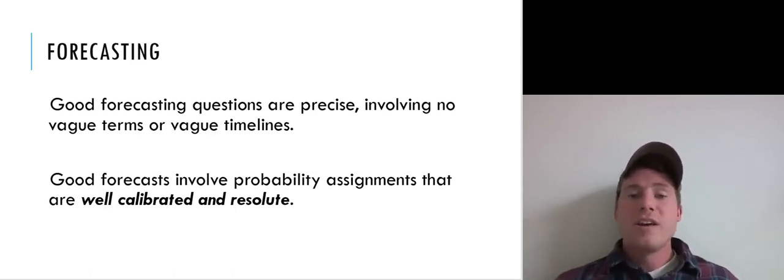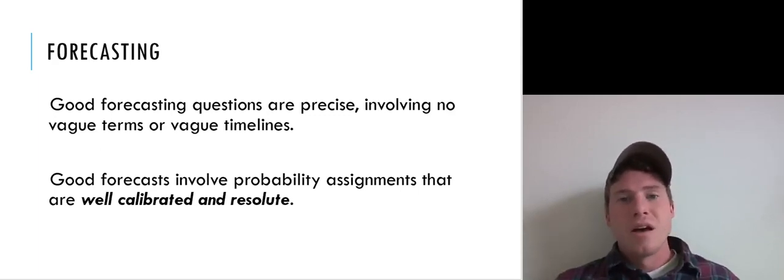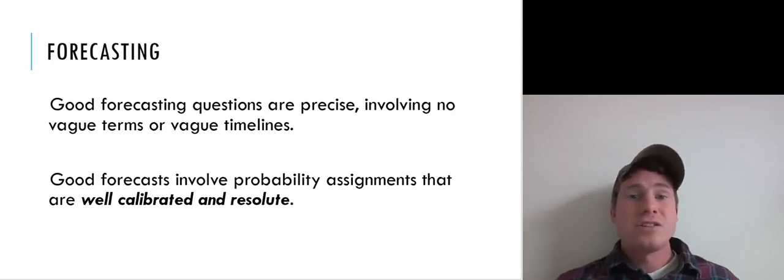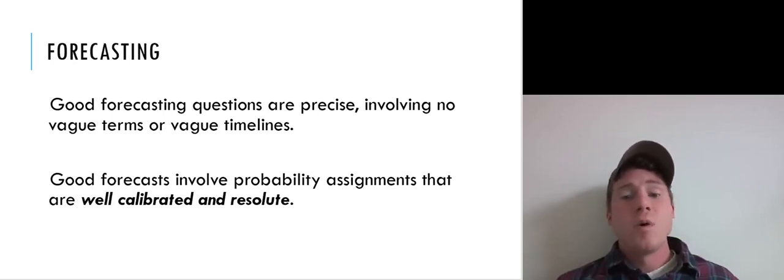Okay, so what are our takeaways from today? Well, good forecasting questions are precise, involving no vague terms or vague timelines. By being precise, they allow us to test whether we've actually been good predictors, good forecasters, and therefore keep ourselves accountable and learn and grow. Furthermore, good forecasts involve probability assignments that are well calibrated and resolute, and we'll ultimately measure that using the Brier score.